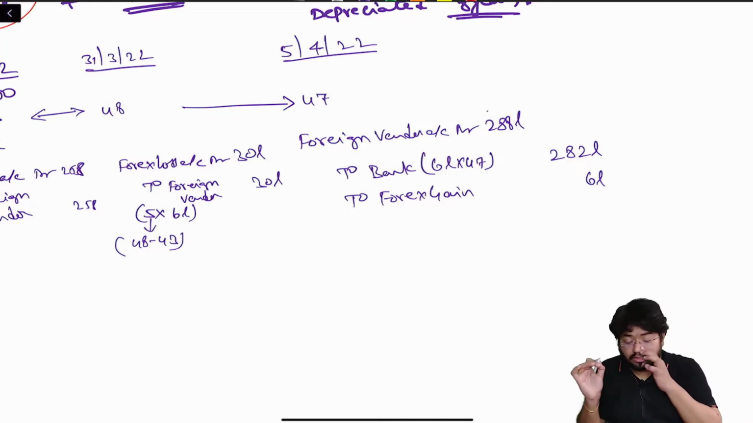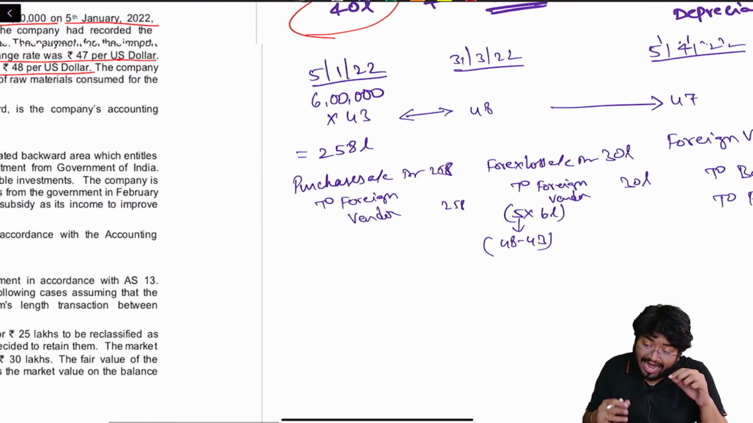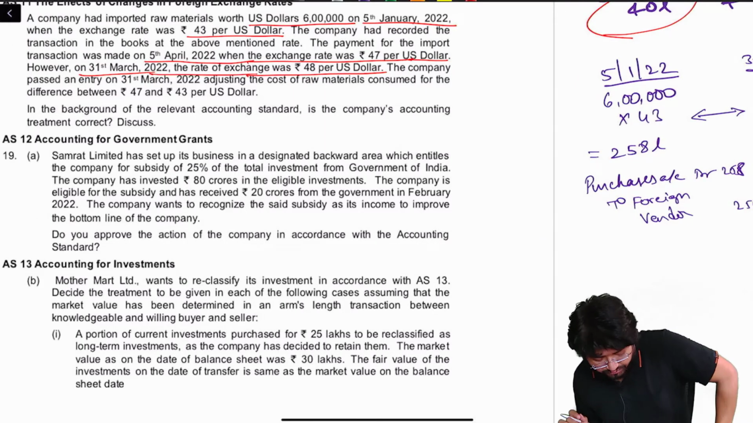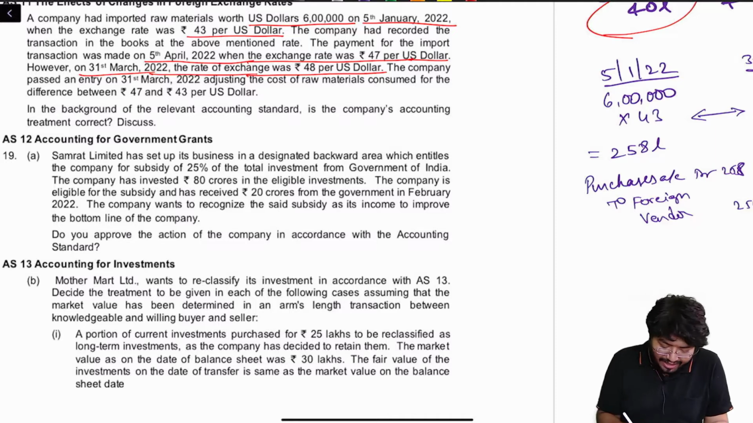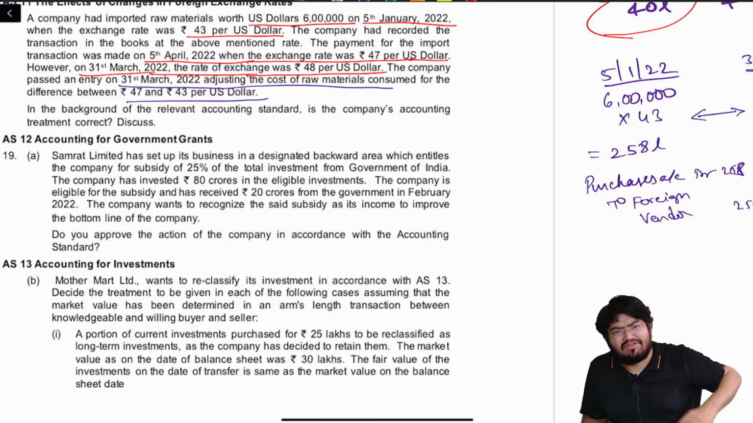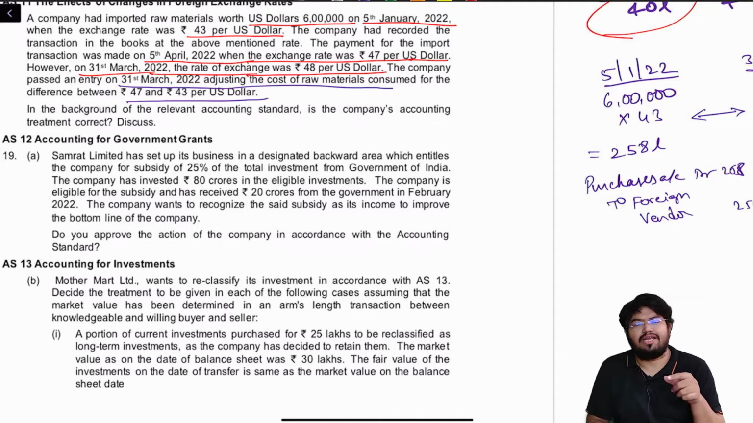Okay. So this is how you are supposed to calculate and show in your books of accounts the amount of gain and losses. So now how should you answer this in your examination? That's very, very important. You are supposed to say like this. He has mentioned that the company has passed an entry on 31st March adjusting cost of raw material consumed between 47 and 43 per USD. Now when he would have done this, he would have done it on 5th of April, which is absolutely wrong. Revisiting a transaction which is already recorded without any error is itself wrong.